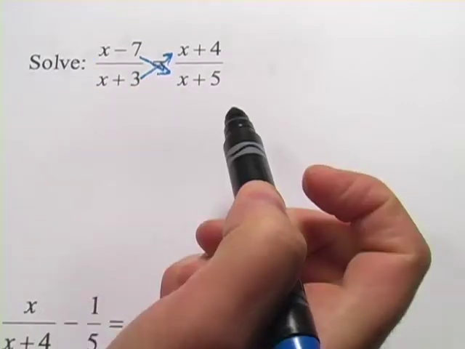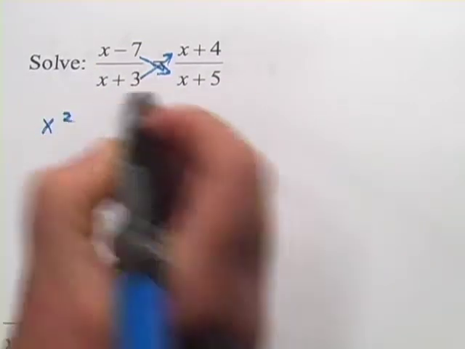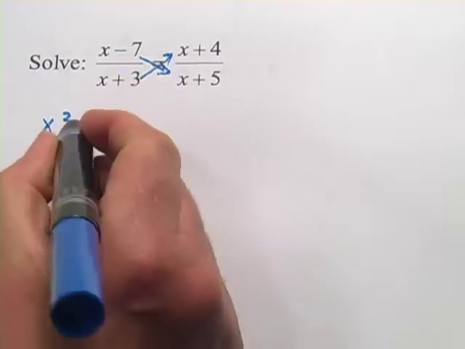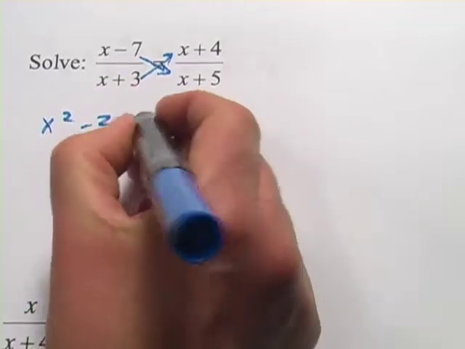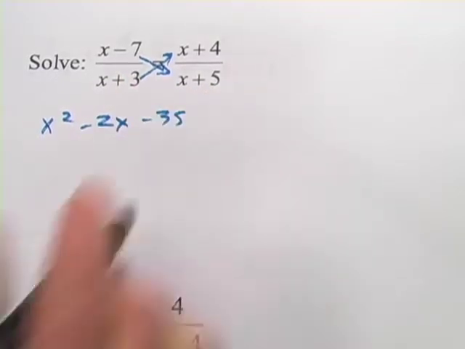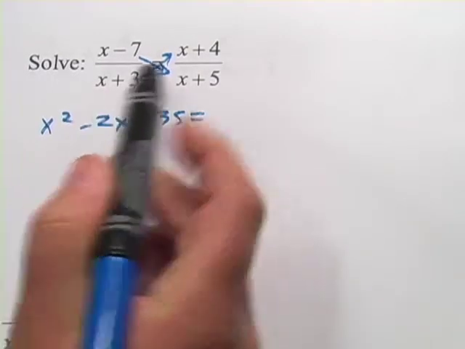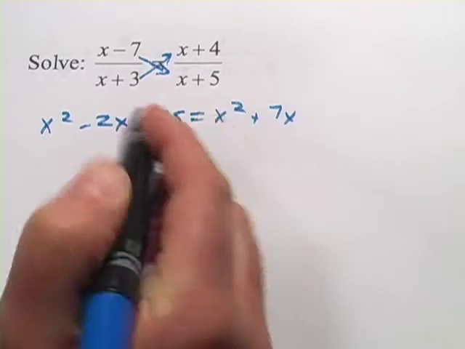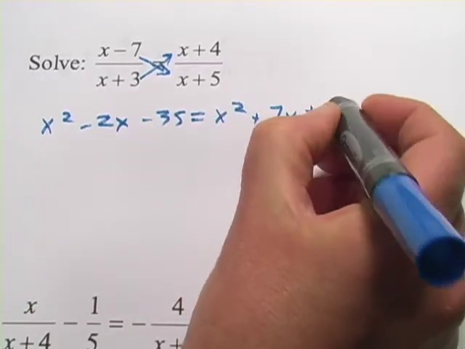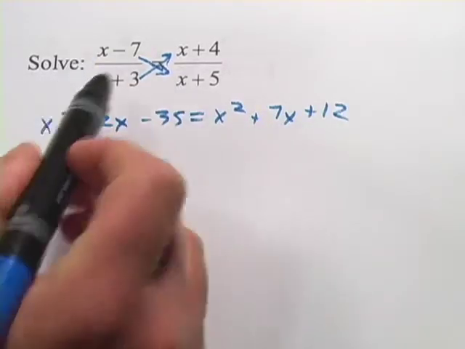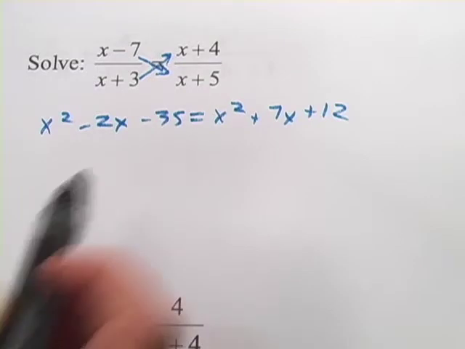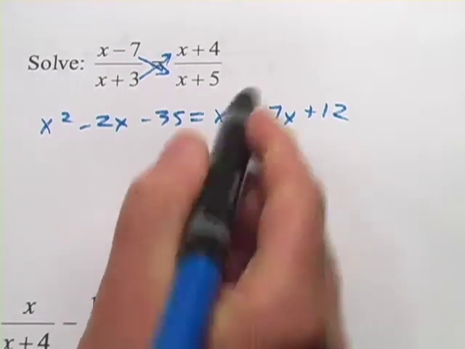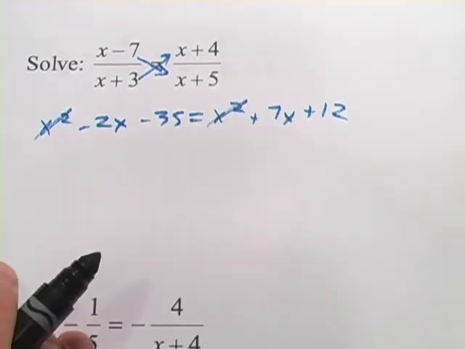So let's try that. Let's see, that would be x squared. I think that would end up to minus 2x and minus 35. And then over here we would get x squared plus 7x and then plus 12. So just foiling out these chunks here. Now, if we subtract an x squared from both sides, those would disappear.